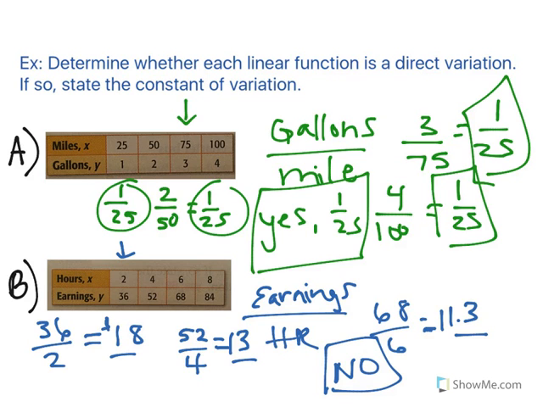Again, we're just looking at the patterns of the graph. Please remember in this whole lesson, make sure you're doing your y's divided by x's, your rises divided by your runs. And that brings me to the end of this lesson on direct variation.